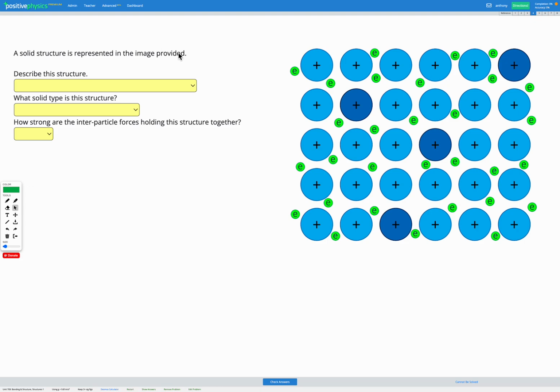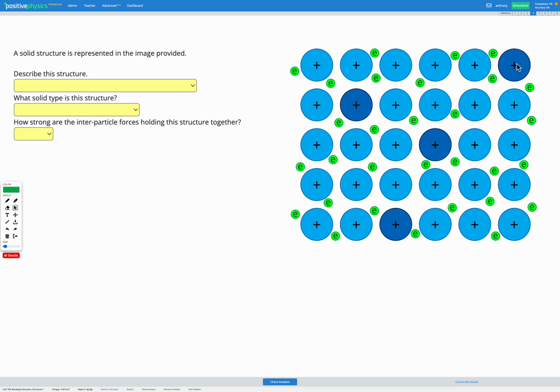In this question, we're provided with an image that represents a structure. In this image, we've got these positively charged ions shown in blue, and then we've got small negatively charged electrons shown in green between them. So we can see we've got a kind of regular structure of these positively charged ions, and then the electrons are kind of randomly surrounding them in a kind of sea.